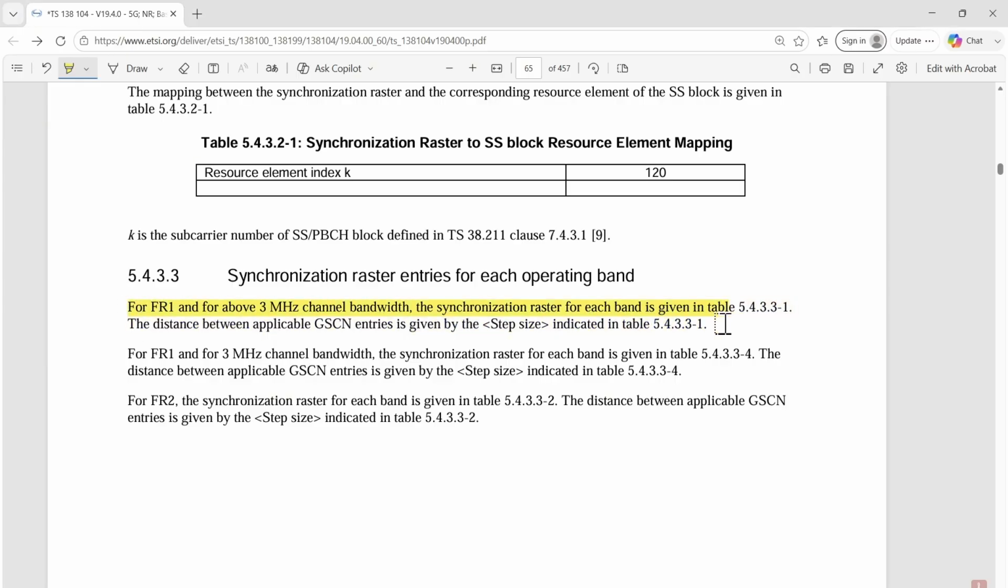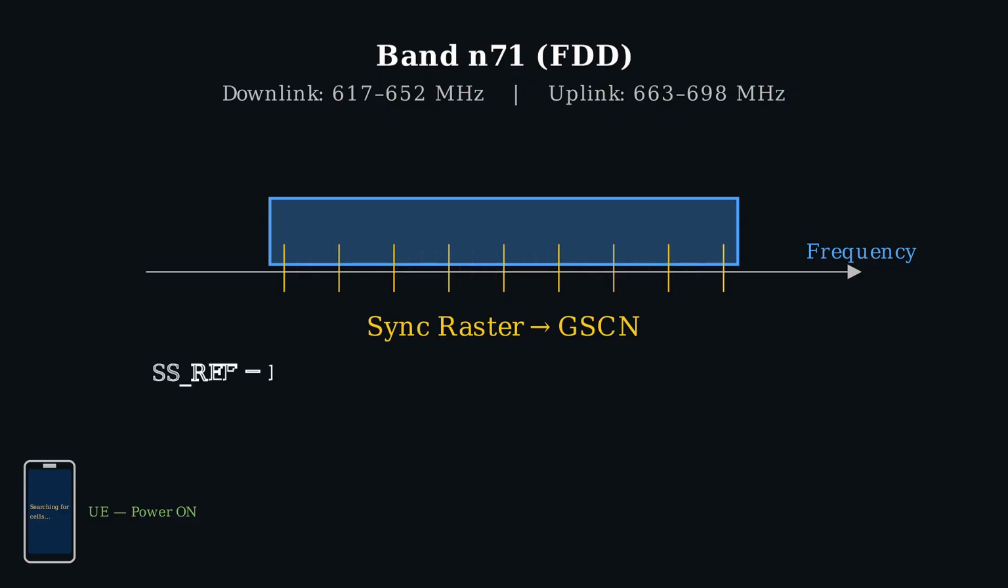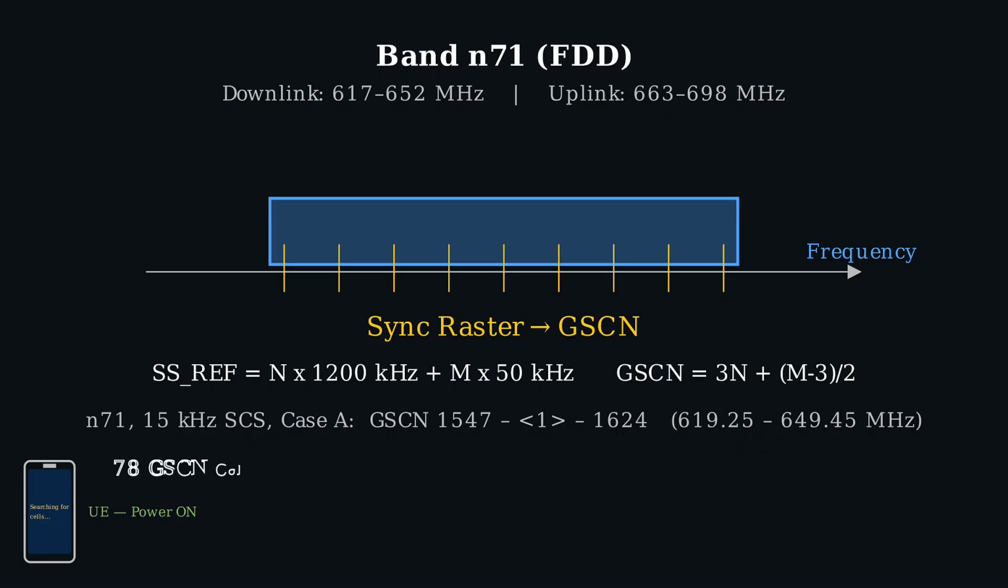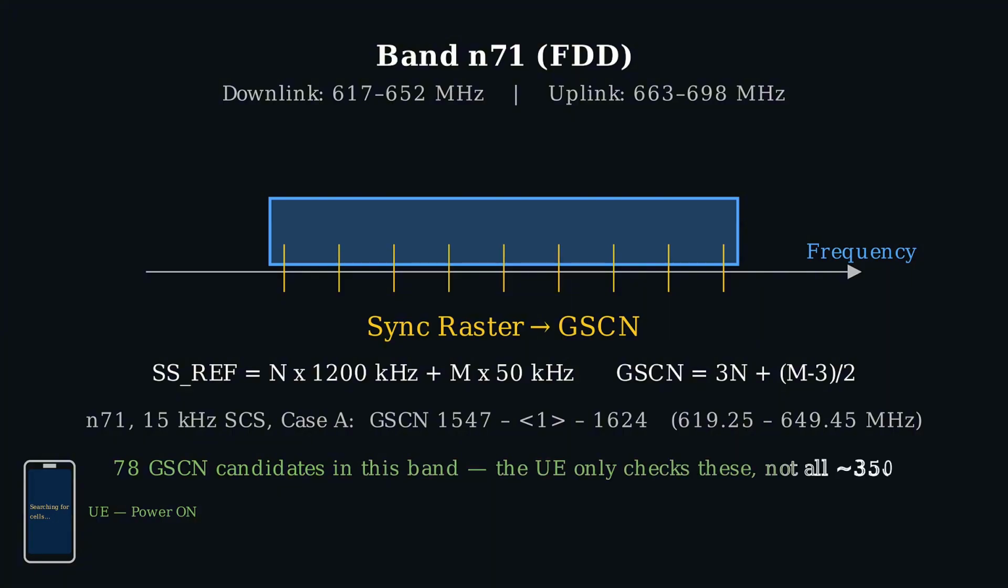It is built from this formula. SS block frequency position equals N times 1200 kHz plus M times 50 kHz, and GSCN equals 3N plus (M minus 3) divided by 2. For band N71, at 15 kHz subcarrier spacing, the applicable GSCN range is 1547 to 1624 in steps of 1. That's only 78 candidate frequencies to check instead of 350.